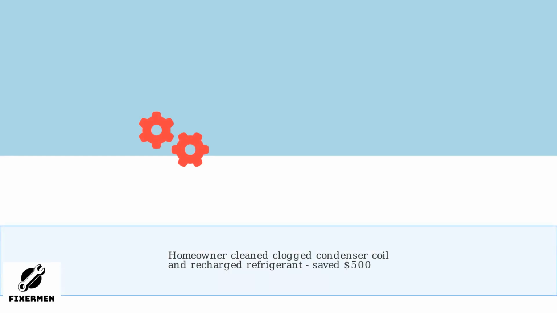Real-world examples show how H3 errors can be resolved effectively. A homeowner in Texas with a Lennox XC21 unit experienced recurring H3 codes during summer heat waves. The diagnosis revealed a clogged condenser coil causing pressure buildup. After cleaning the coil and recharging the refrigerant using a DIY kit, the system ran error-free for a year, saving about $500 in potential service fees.